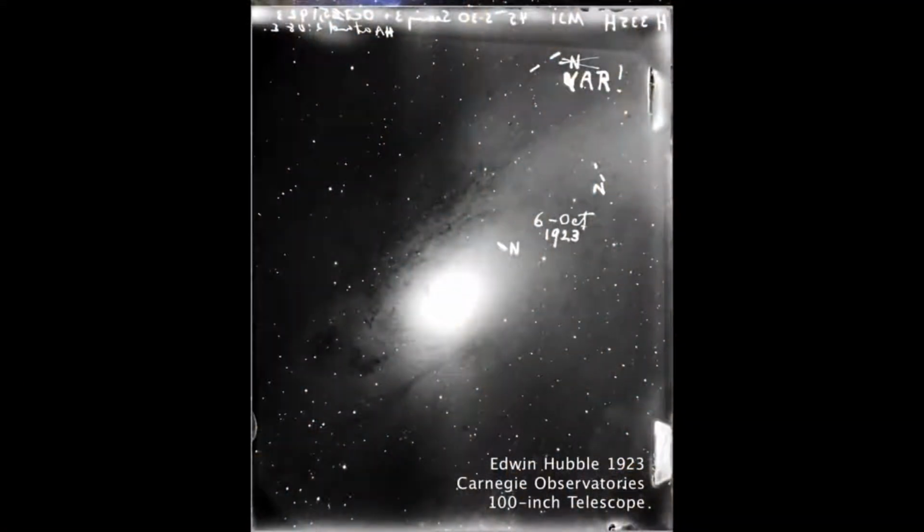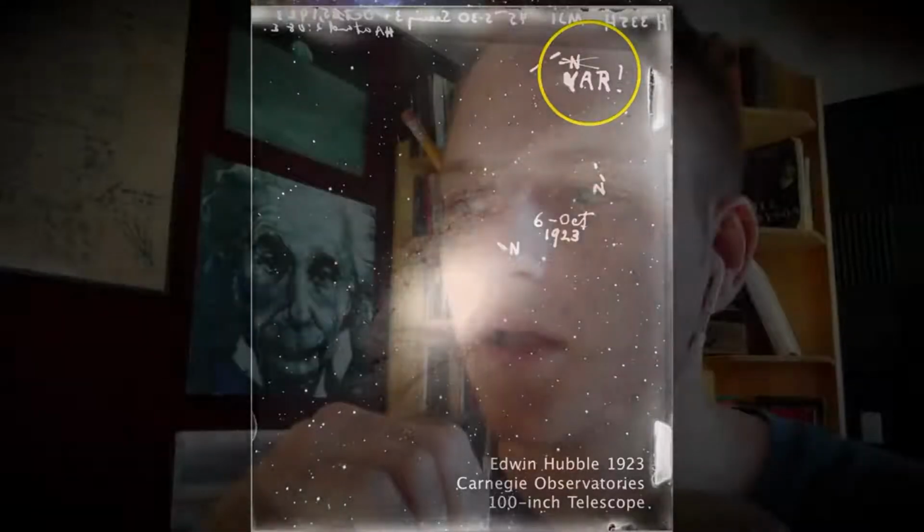So here's a shot of Edwin Hubble's image of Andromeda, which he made on a 4x5-inch glass plate. It's from October 6th, 1923. He originally identified 3 stars and marked each of them with an N for nova. He thought they were exploding stars, but later he realized that the nova at the top right, the one that says VAR exclamation point, was actually a Cepheid variable. And that's what I'm gonna look up real quick in this book, my encyclopedia. So once he realized that, he crossed out the N.